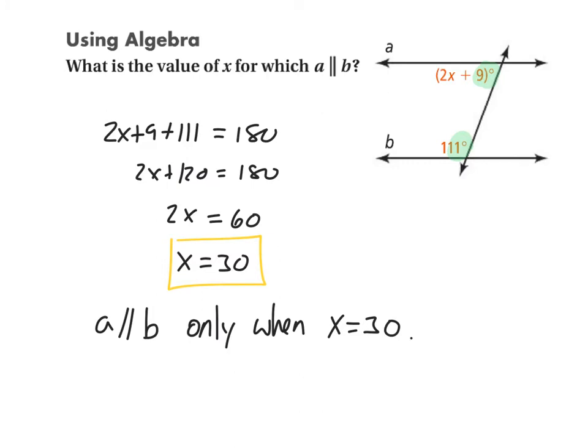Okay? If x had a value of 29, those lines aren't parallel. If x had a value of 5, those lines aren't parallel. Only when x is 30 are those angles supplementary, therefore making the lines parallel. Okay? So the wording of the question is different. The math behind the question is the exact same as the last couple days. Let's go to the back side of your notes.